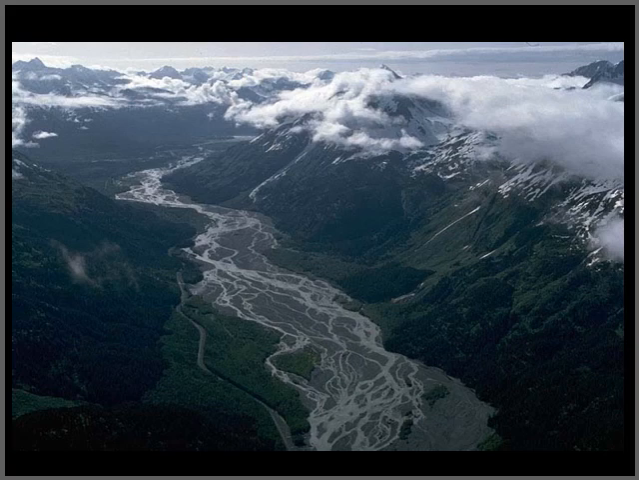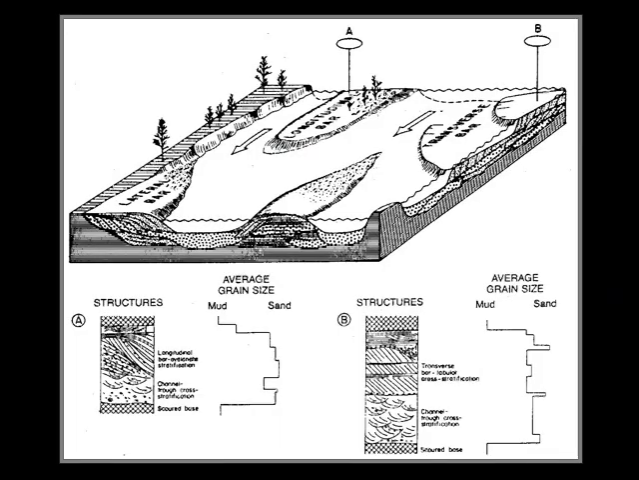A typical braided system is characterized by an interlacing network of shallow channels. Channels within a braided network are separated by mid-channel bars. These could be longitudinal bars, transverse bars, and lateral bars.